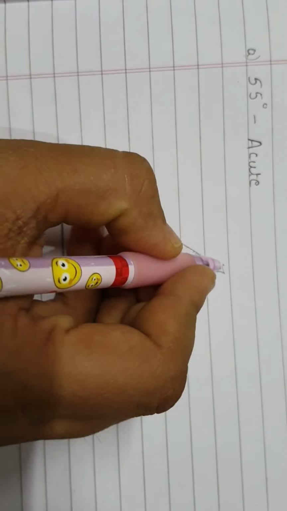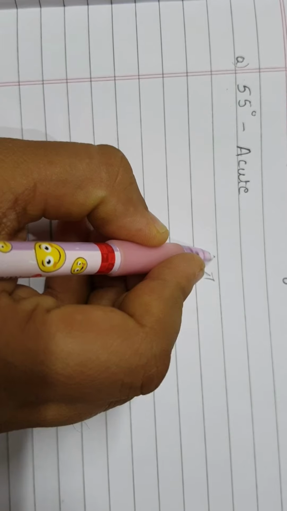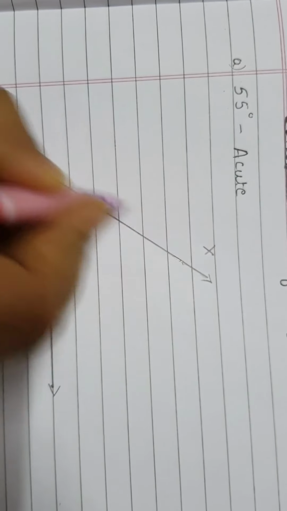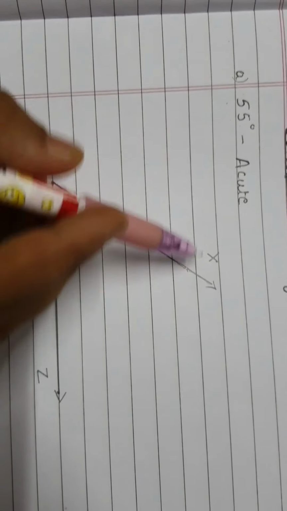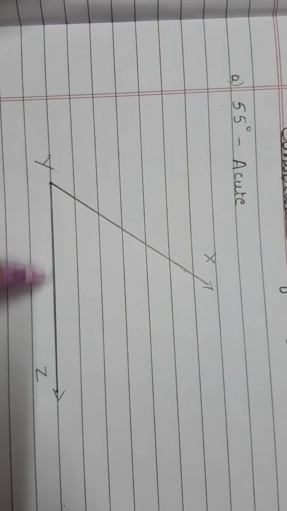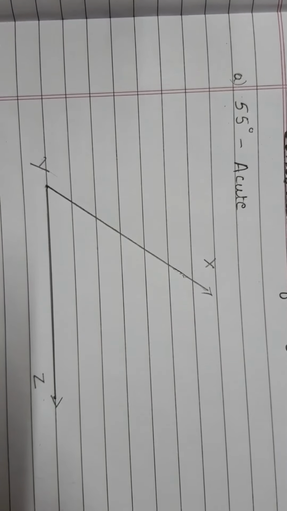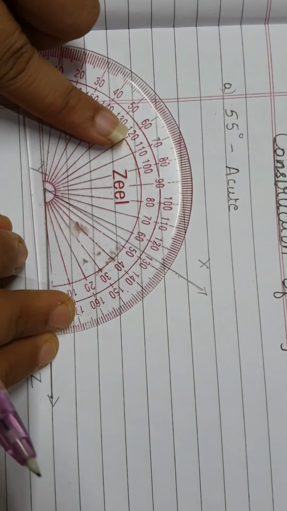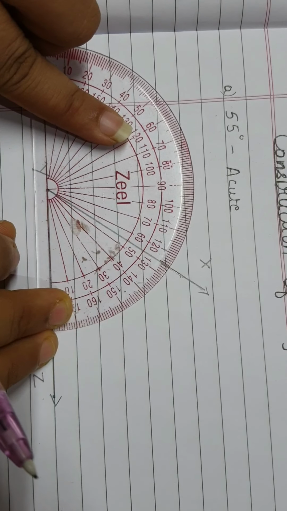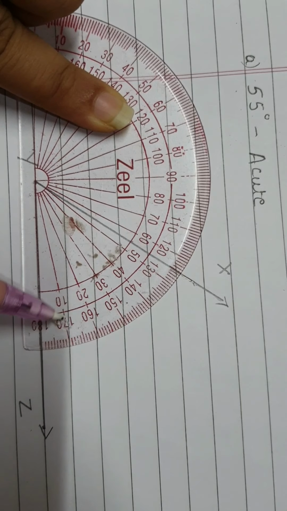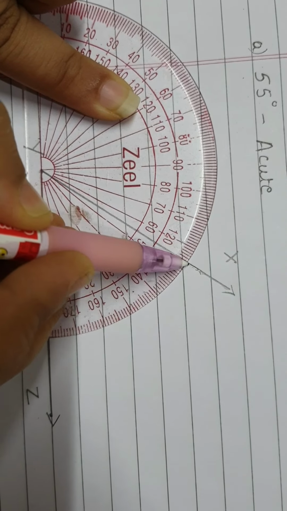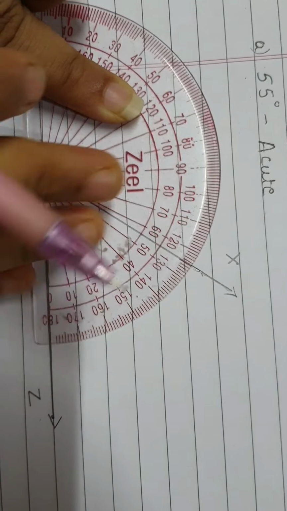Now you have to name this angle using the letters. I will name it as X, Y, Z. If the letters are not given, you can use the letters of your choice to name this angle. If you want, you can measure it once again and see. Keep the midpoint at the vertex, and when you measure, you will see that this line is coinciding exactly with 55 degree.